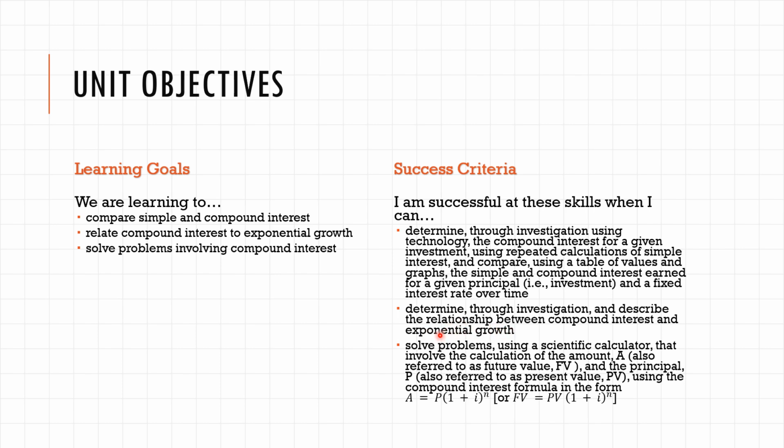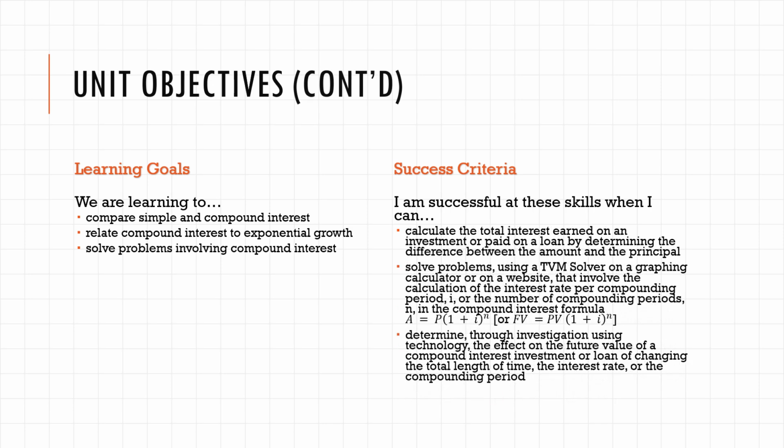And then we will solve problems using a scientific calculator that involve calculating the amount that an investment might be worth in the future and calculate the principal, which is the amount that is borrowed or invested at the beginning of a period of time, using the compound interest formula. We'll also calculate what is the total interest earned on an investment or the total interest that is paid on a loan by finding the difference between the amount paid at the end and the principal.